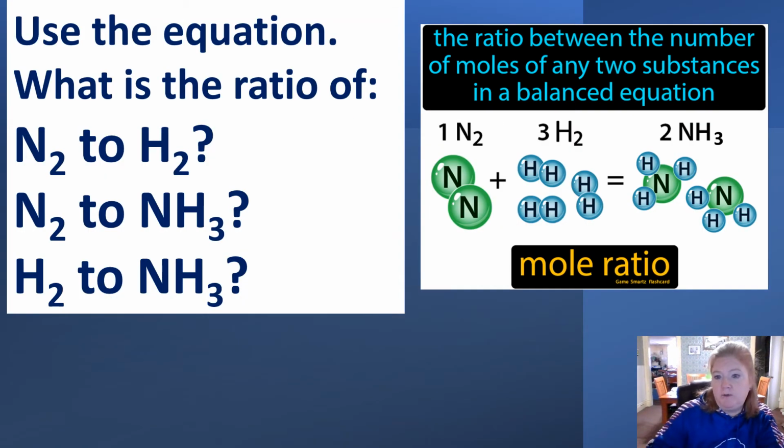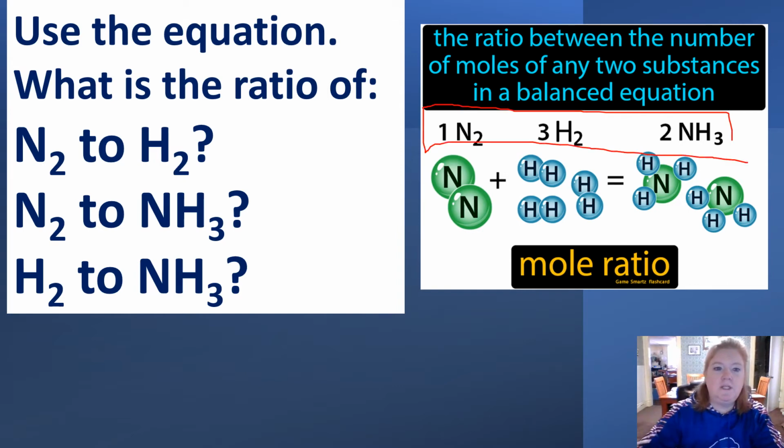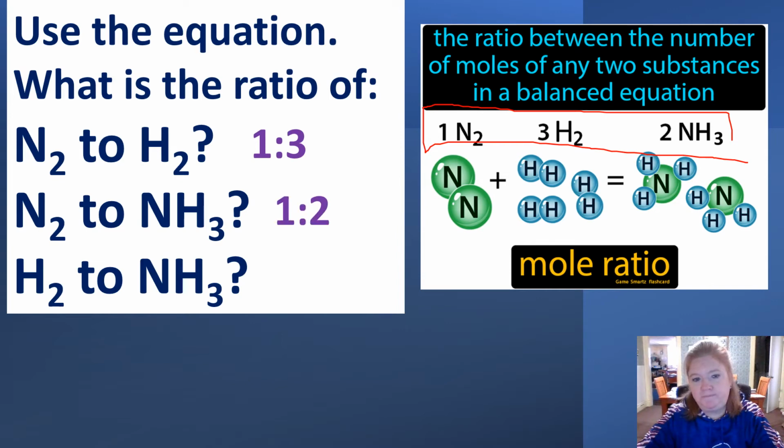Using the equation, so here is my equation right here. What is the ratio of N2 to H2? Well, N2 has a 1 and H2 has a 3, so 1 to 3. For N2 to NH3, 1 to 2. And H2 to NH3, 3 to 2. Okay, so you start with the one that is listed first and you just check coefficients. That's it.